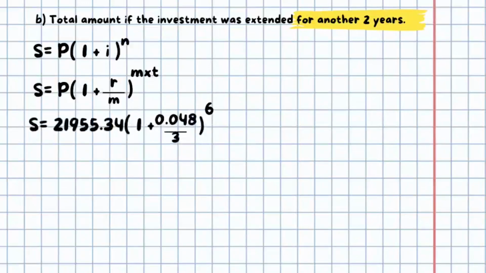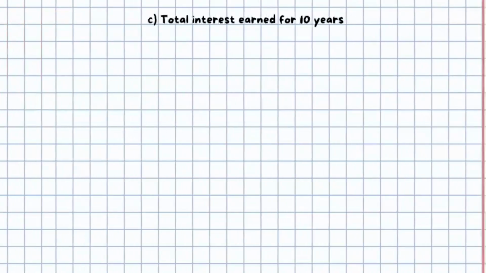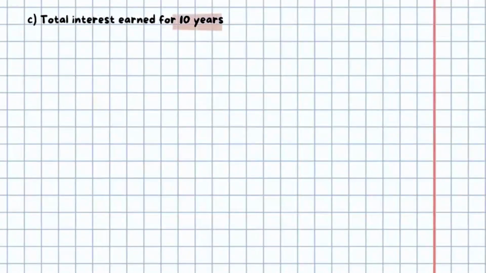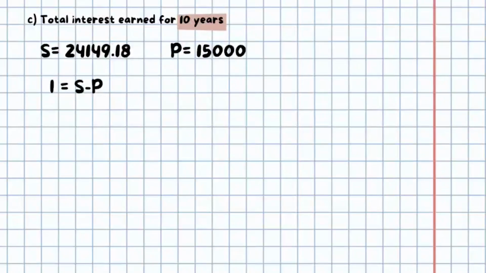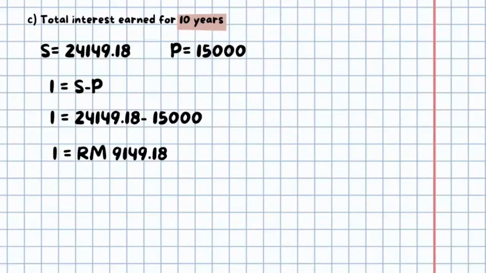B. This question also uses the future value formula to get the total amount if the investment was extended for another 2 years. So the final answer you will get is 24,149.18 ringgit. C. Total interest earned for 10 years. The problem solving of this question is S equal 24,149.18 ringgit and P equal 15,000 ringgit. You must use the formula of interest, which is I equal S minus P, and your final answer will be 9,049.18 ringgit.